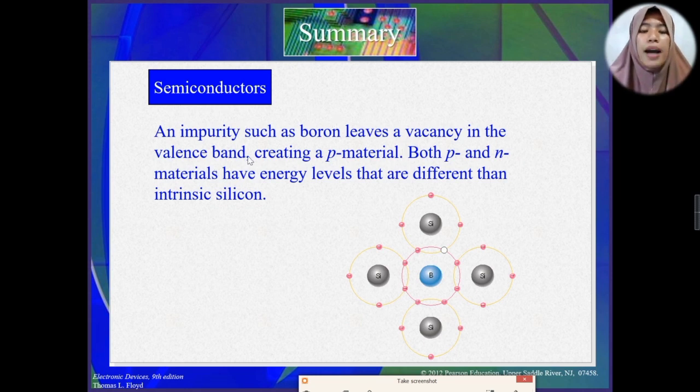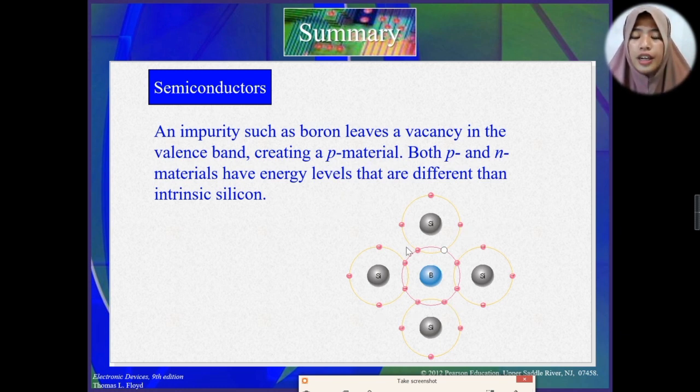For the p-type, an impurity such as boron leaves a vacancy in the valence band, creating a p material. Both p and n materials have energy levels that are different from intrinsic silicon. So, in the p materials, if we have a vacancy, or a hole, left, we call this a P material, or we have created a P material.